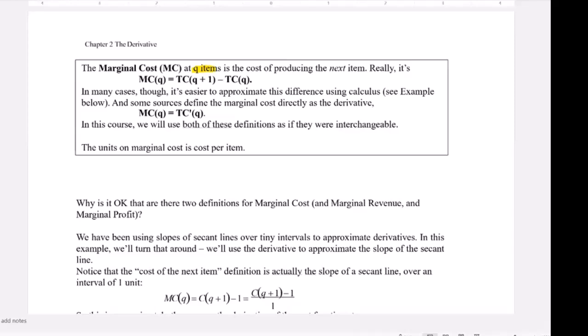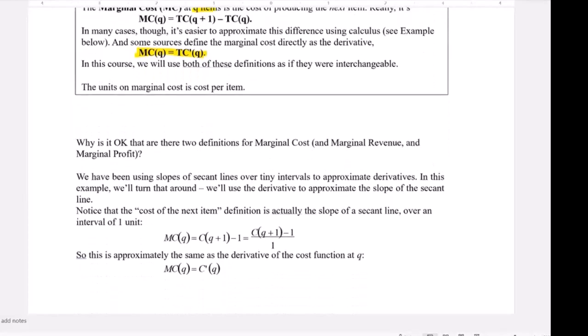In many cases, it's easier to approximate the difference using calculus. And we're going to do an example. And some sources define the marginal cost directly as the derivative. So the marginal cost is the derivative of the total cost. And again, it's saying that the units for the marginal cost is cost per item, which should make sense because if we were to graph it, we would have the number of items on the x-axis and how much things cost on the y or vertical axis.